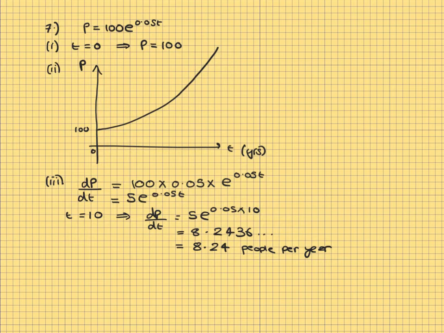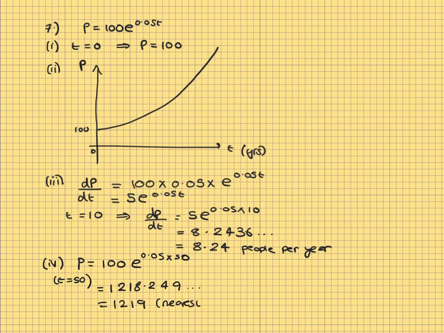Now, part 4 of this asks us what is the actual population after 50 years. So we need to substitute in t equals 50 into the equation for the population. So 100 e to the 0.05 multiplied by 50. So this comes to a value of 1218.249... So we could say 1219 if we wanted to the nearest whole person.